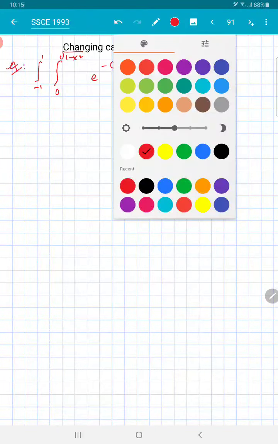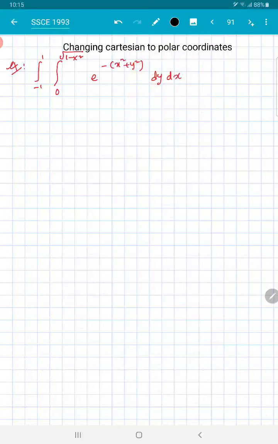To do that, we need to get the region of integration. Remember, the region of integration can be sketched by using the limits of the variables given. Here, the variables given are in Cartesian, so we can get the limits for x and the limits for y.